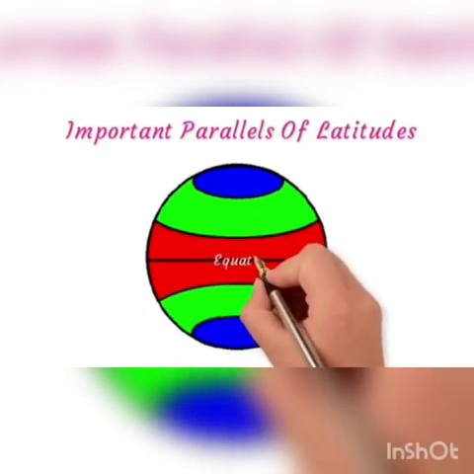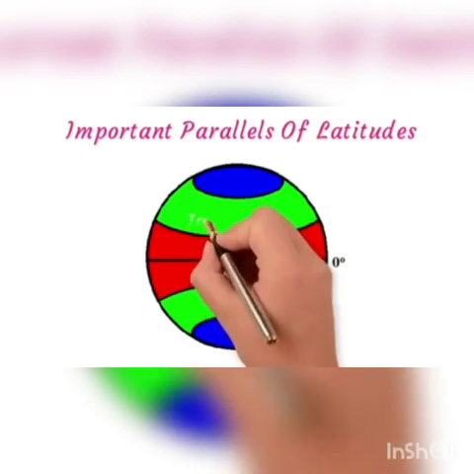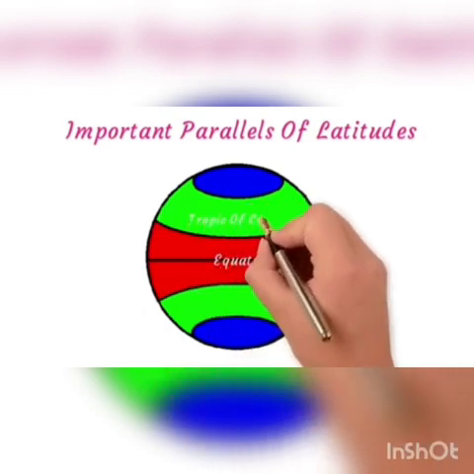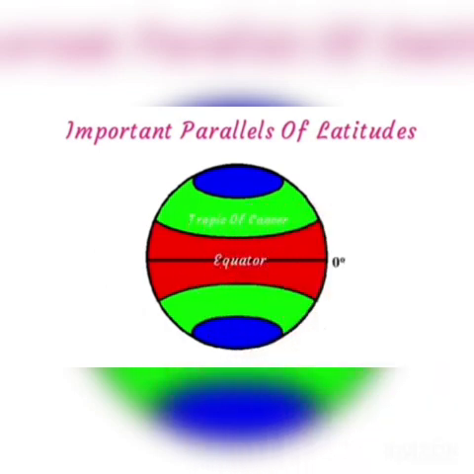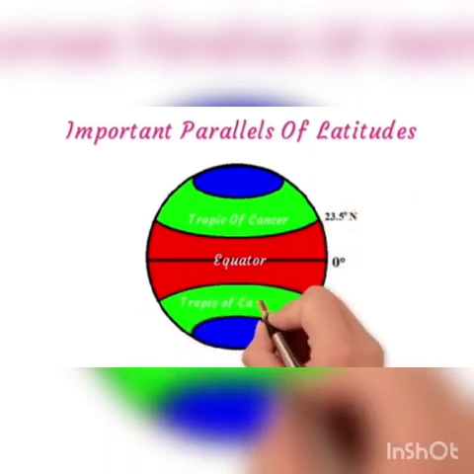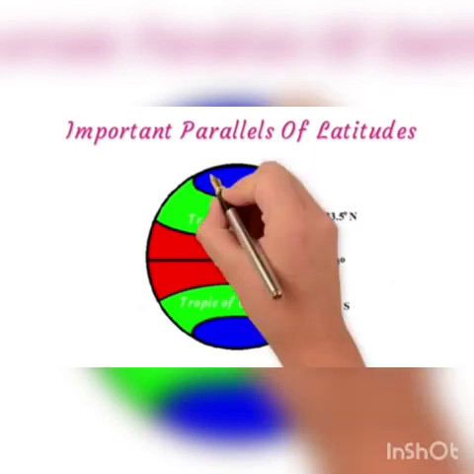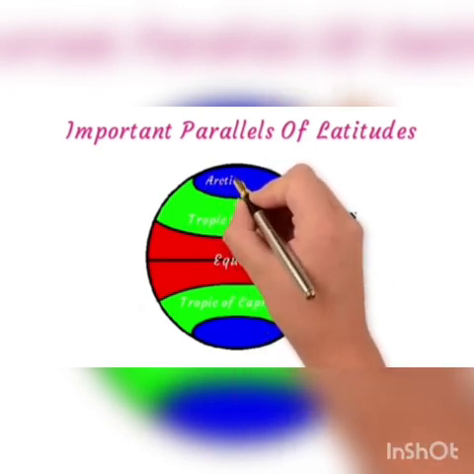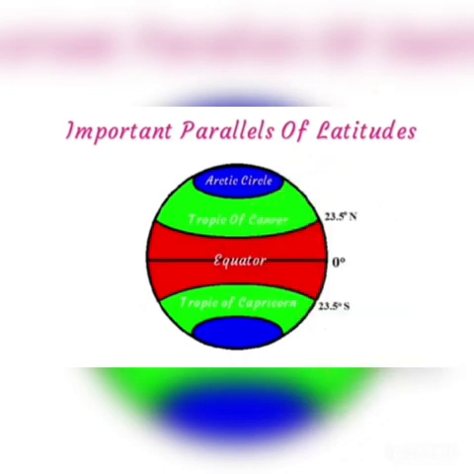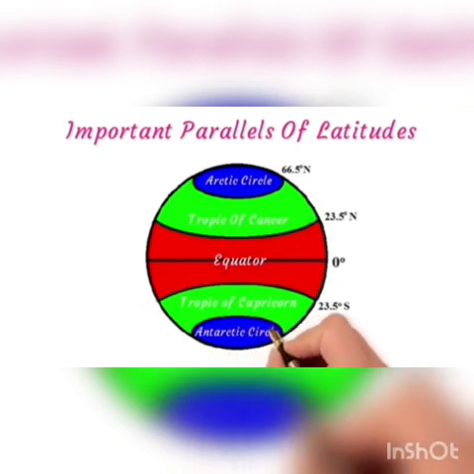Important parallels of latitude. The center of the Earth is the equator. It is 0-degree latitude. The Tropic of Cancer is at 23.5 degrees north in the Northern Hemisphere. The Tropic of Capricorn is at 23.5 degrees south in the Southern Hemisphere. The Arctic Circle is at 66.5 degrees north in the Northern Hemisphere, and the Antarctic Circle is at 66.5 degrees south in the Southern Hemisphere.